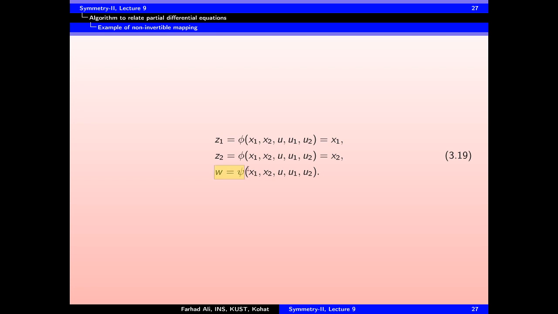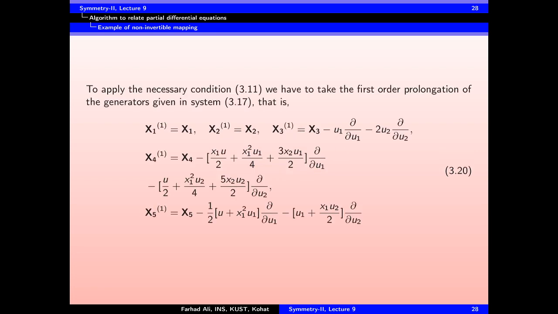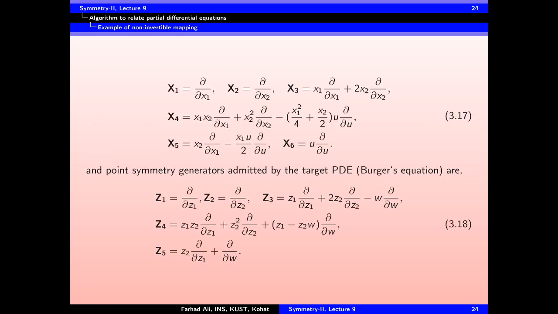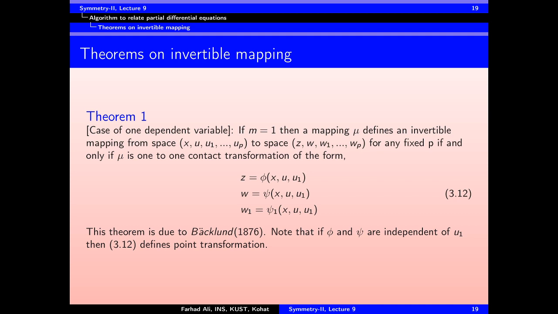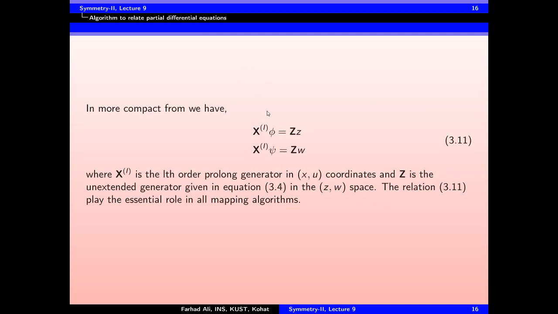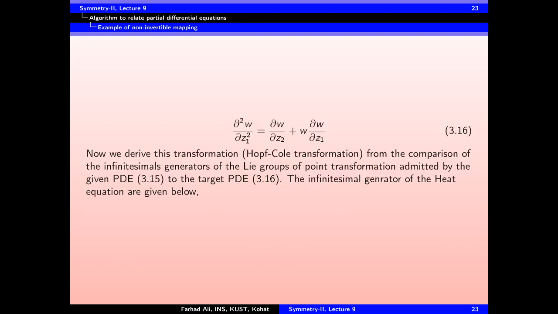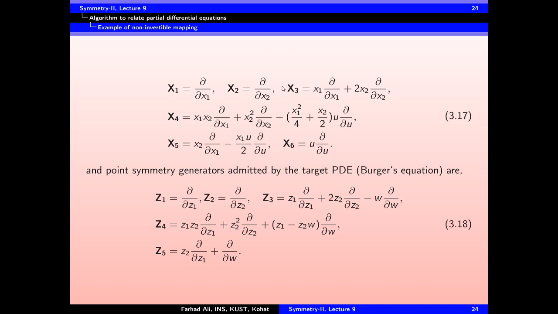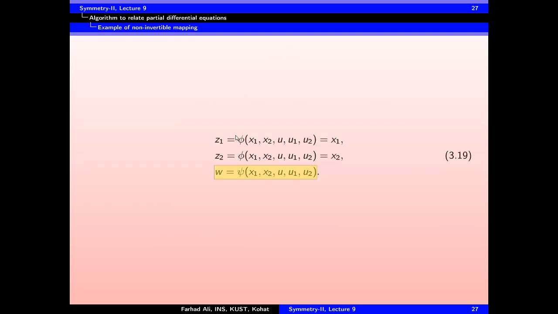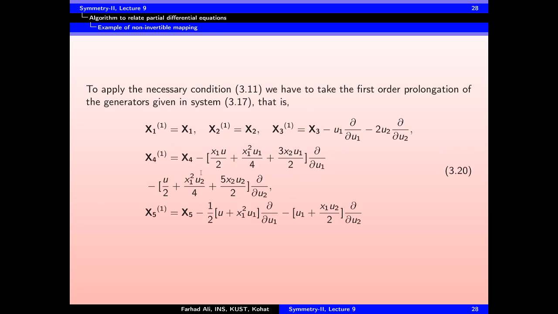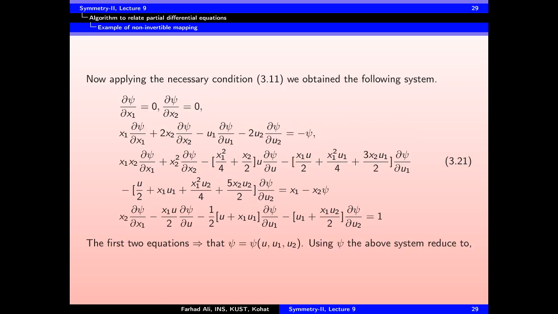But the goal is to find this thing, and for this we will use the mapping. It is seen in the previous slides that for the mapping we need prolongation. Let's see it again. You see, this is a plural prolongation. So we need the prolongation on the one side and no prolongation on the other side. So we prolong these generators. We need the first prolongation, so we find the first prolongation of all the generators in the given space and we leave the second.